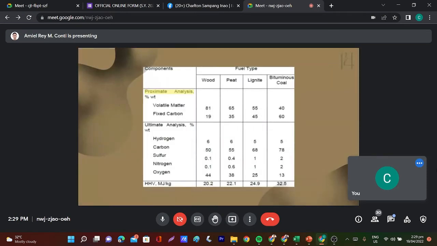Ayun po. Yung percent lang po, sir, nung mga element, po. Ito po yung volatile.